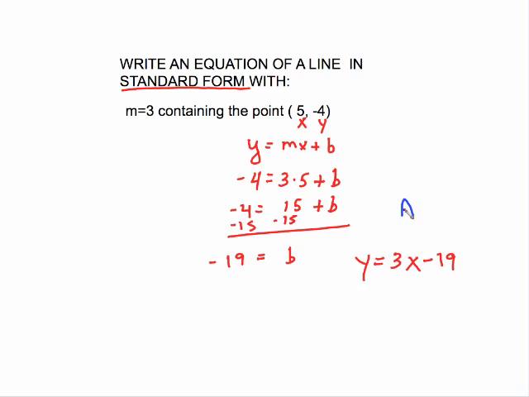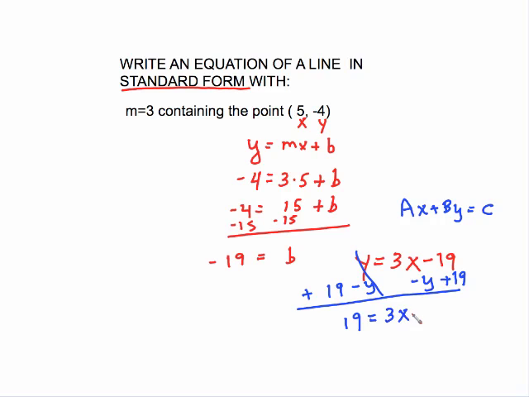Standard form is our ax plus by equals c. I'm going to subtract y from both sides because I like having the x positive, and add 19 to both sides at the same time. That cancels out the y's, leaves you the 19. This is 3x minus y. Those 19's cancel out. So this is the standard equation. This is the equation of a line in standard form with this information.